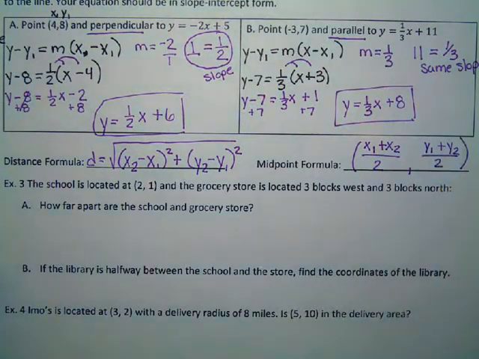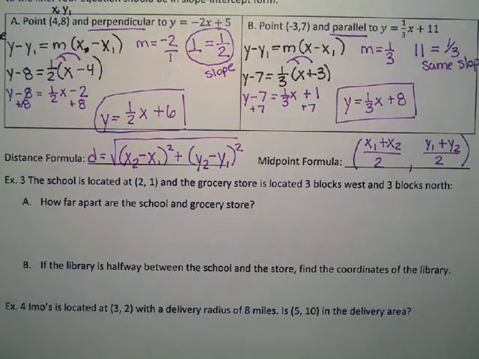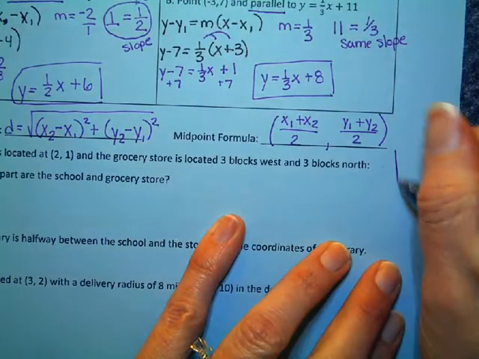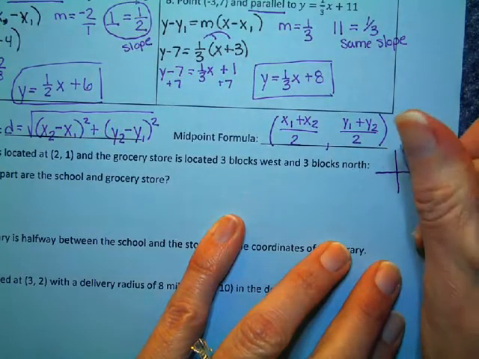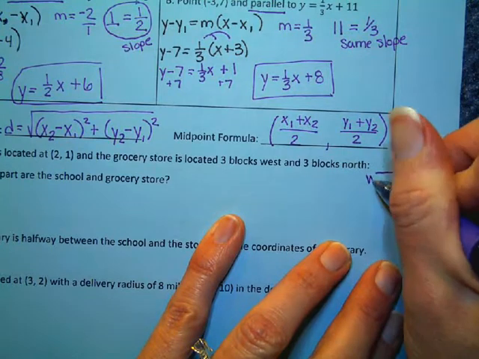Alright, so school is located at point (2, 1). The grocery store is located 3 blocks west and 3 blocks north. So just a reference here. This is north, east, south, west. Okay, so think about that as your coordinate plane.